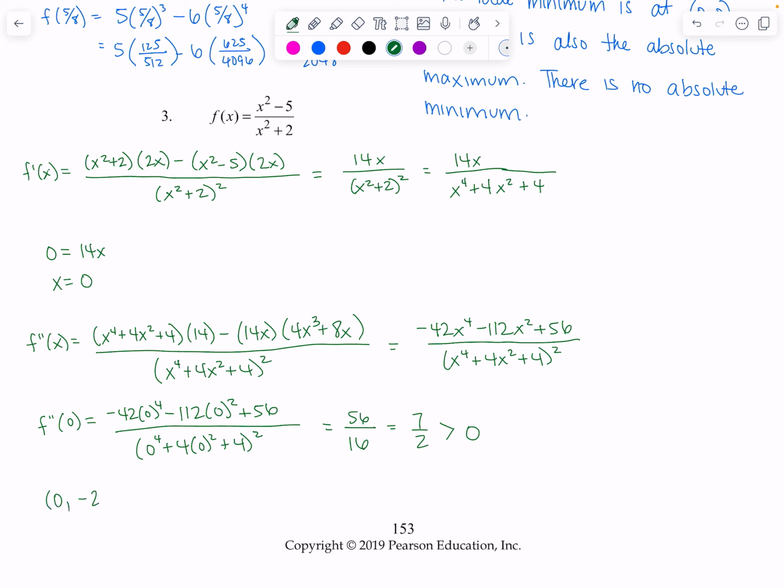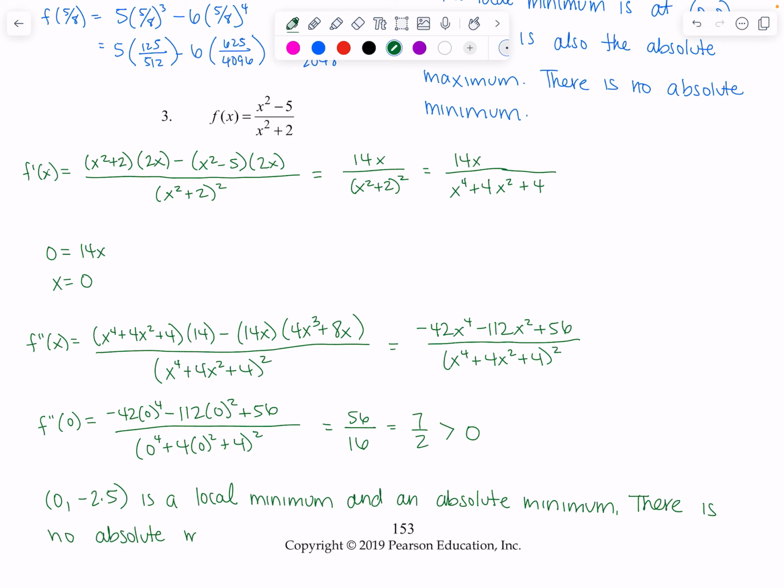0, negative 2.5, I'll write it, is a local minimum and an absolute minimum. There is no absolute maximum.